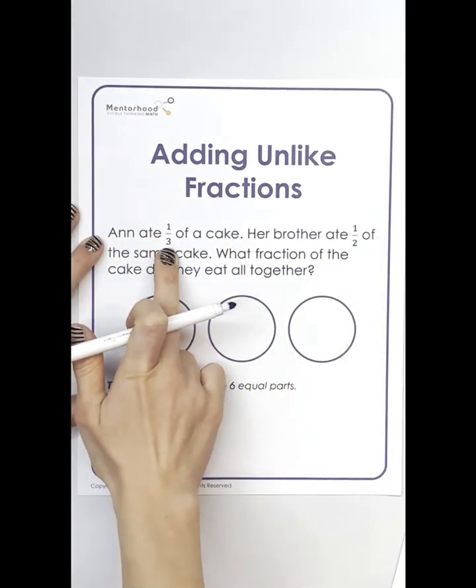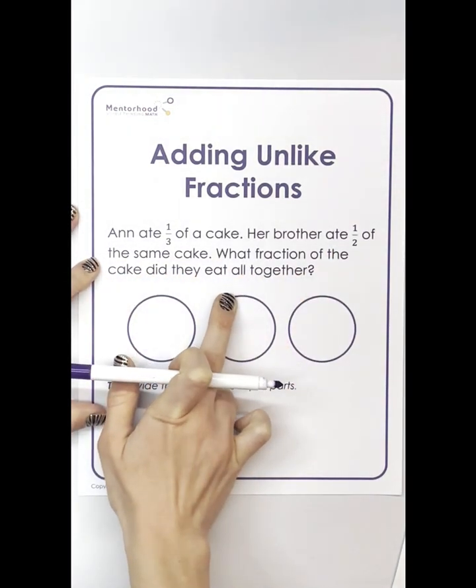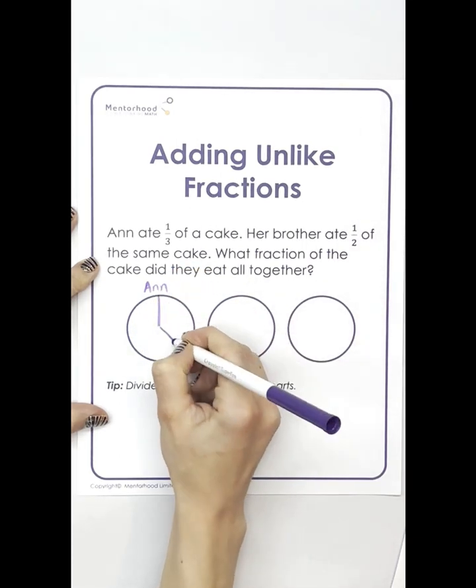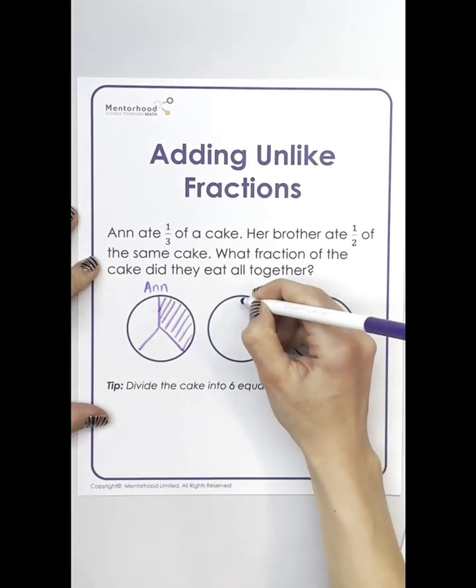Anne ate 1/3 of a cake. Her brother ate half of the same cake. What fraction of the cake did they eat all together? Okay, so let's take a look at what Anne ate. Anne ate 1/3. So we'll try to draw some thirds. She ate 1/3. And her brother ate 1/2.